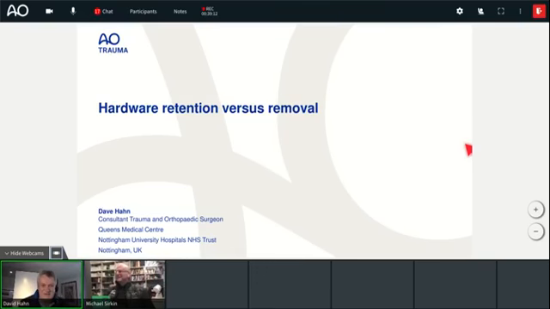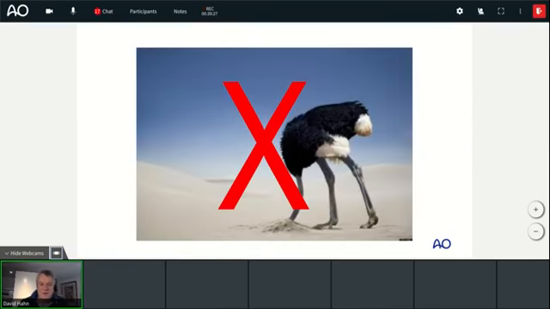Hardware retention. We've touched on it in the previous talks, very good talks, talking about how we bridge, how we remove any dead material, but do we leave the metalwork in? And that's the problem. So the first thing to say is that we all get infections. And if you don't get infections, you're not doing enough surgery. And the one thing to do is don't put your head in the sand. You've got to treat these aggressively.